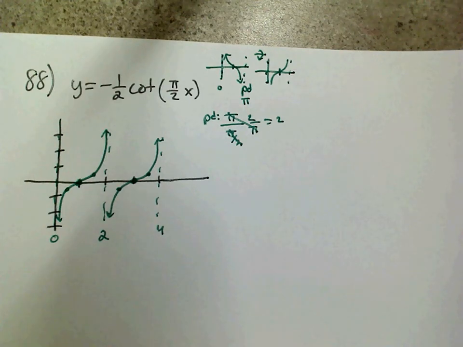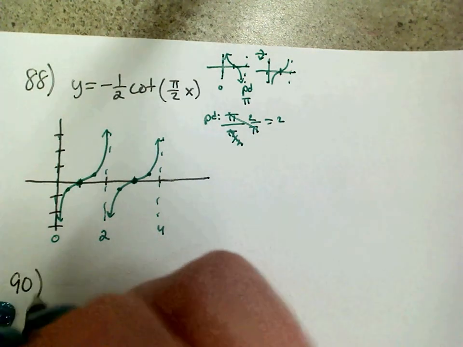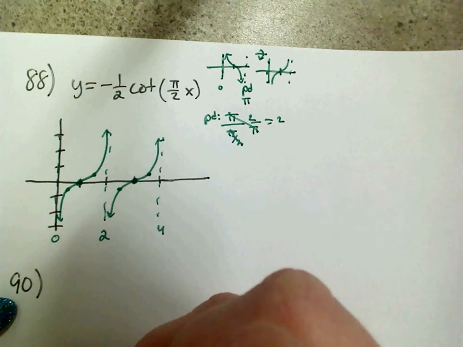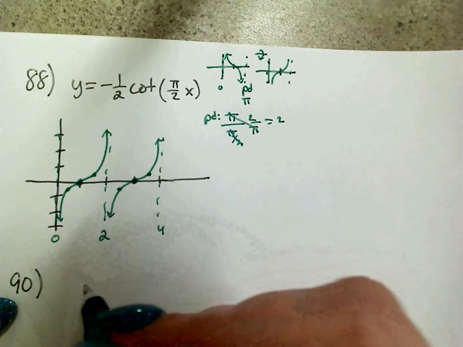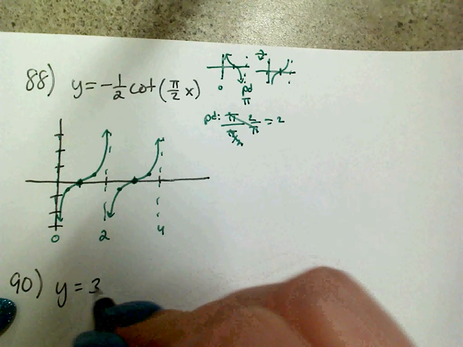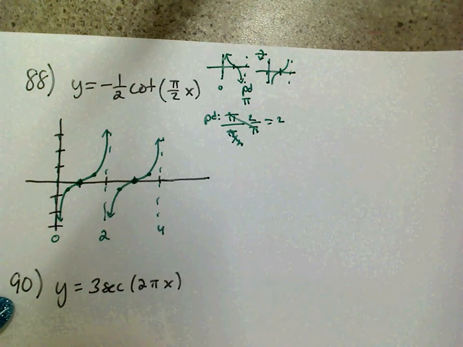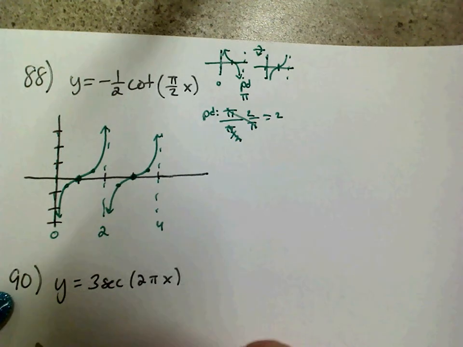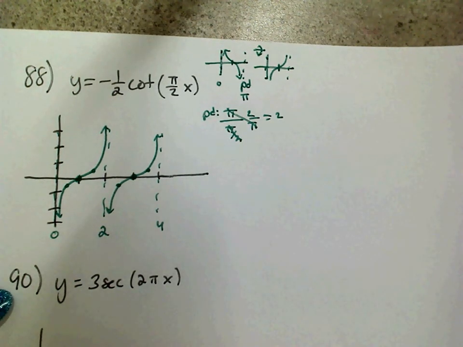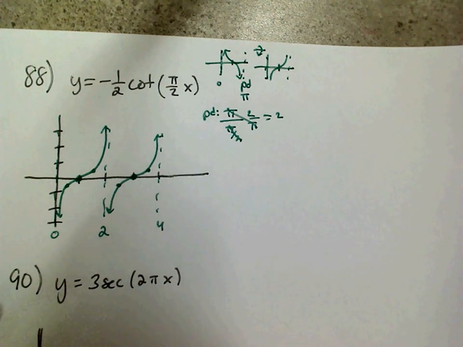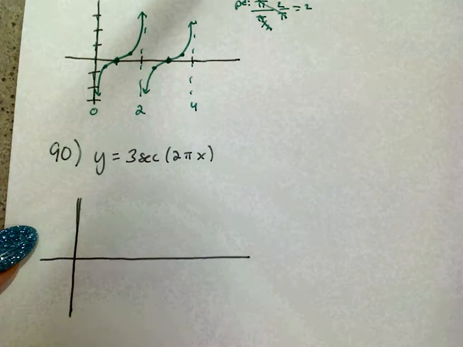Alright, 90. Graph 2 full periods of the given cosecant or secant wave. So 90 is y equals 3 secant of 2 pi x. Secant is the reciprocal of cosine, so I'm going to sketch 2 full periods of my cosine wave with the same information, and then I'm going to graph the secant wave off of that.